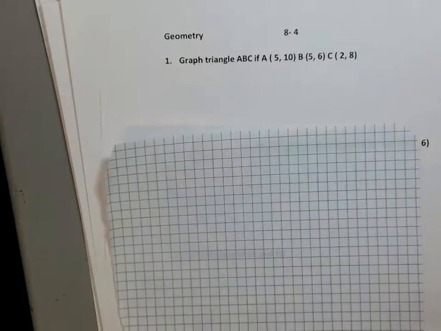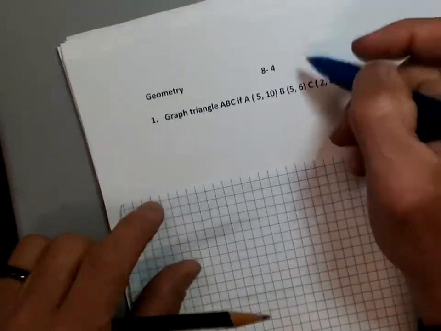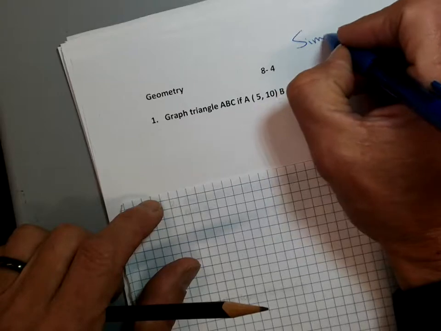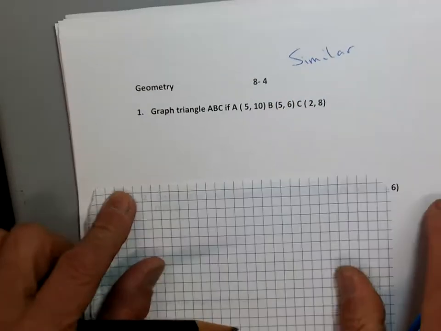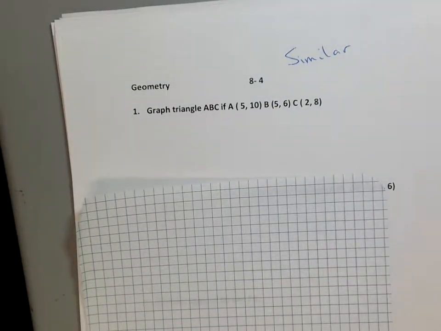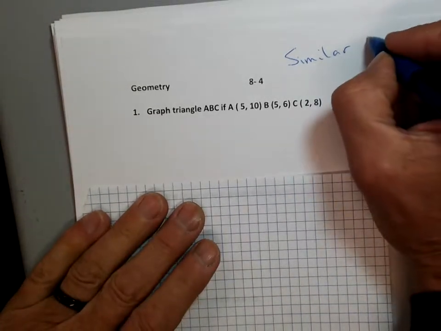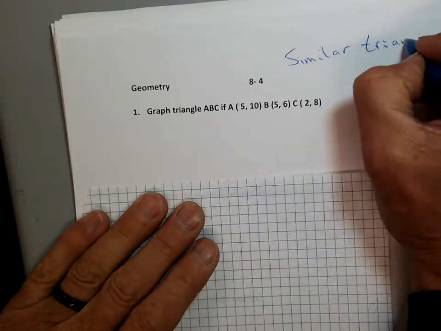So first of all, today what we want to talk about again is similar. Similar is two shapes. They have the exact same shape but different sizes. Okay? But we want to specifically talk about similar triangles today.